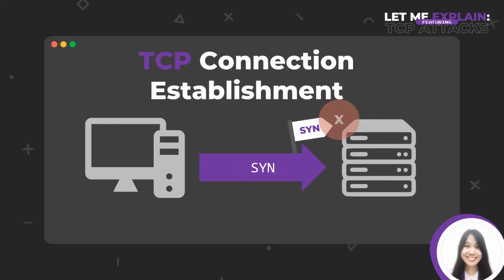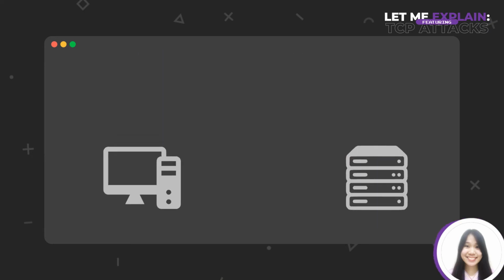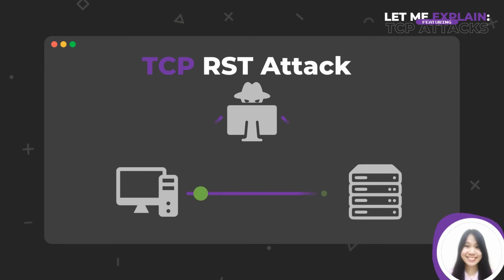However, if a device is not responding to a request of another device, this device will receive an RST or reset flag to abort the connection. This is the main highlight of this attack, where the hacker sends a fake RST flag through a spoof packet to both of the devices, aborting their connection.